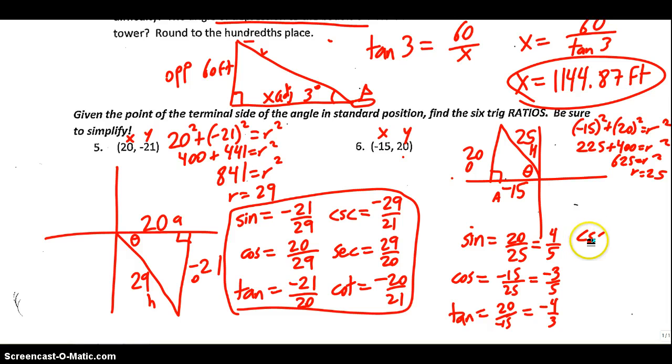Flip those to get the others. Cosecant will be 5 over 4. Secant will be negative 5 over 3. And cotangent will be negative 3 over 4.